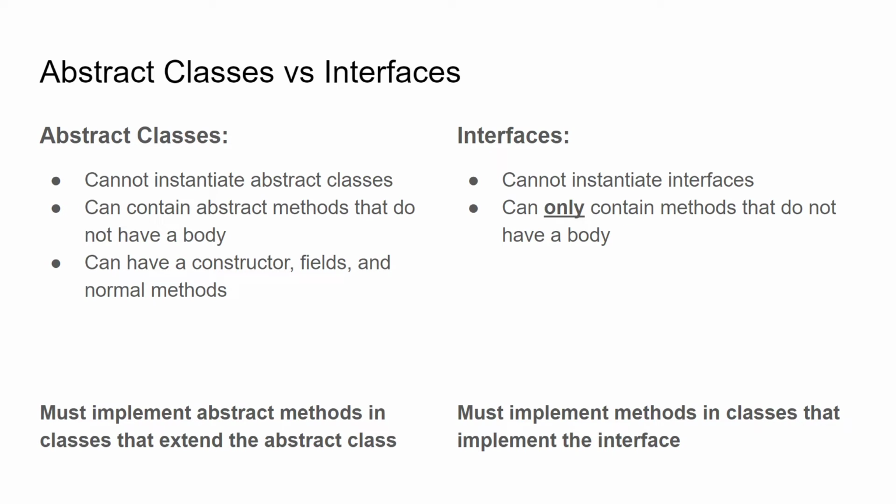Well, with both abstract classes and interfaces, you cannot instantiate them. You cannot instantiate an abstract class, you cannot instantiate an interface, and you must implement the abstract methods, or the methods inside interfaces, in the class that implements or extends it. However, some advantages of an abstract class over an interface are that an abstract class can also have typical non-abstract methods. They can have fields, they can have a constructor. We saw this in M4. However, interfaces can only contain methods that do not have a body. So it's a little bit of a disadvantage.